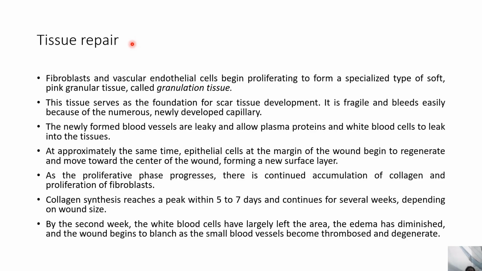So fibroblasts and vascular endothelial cells begin proliferating to form a specialized type of soft granular tissue called granulation tissue. And this tissue serves as the foundation for scar tissue development. It is fragile and bleeds easily because of the newly developed capillaries, and the newly formed blood vessels are leaky and allow plasma proteins and white blood cells to leak into the tissues. At approximately the same time, epithelial cells at the margin of the wound begin to regenerate and move towards the center of the wound, forming a new surface layer.